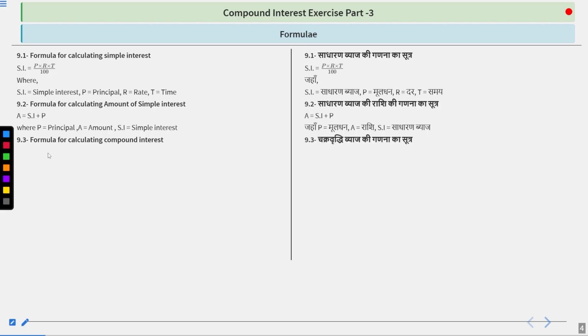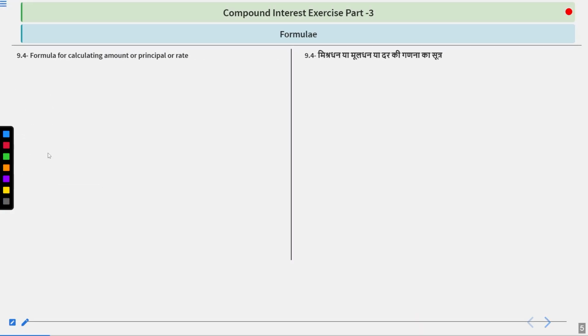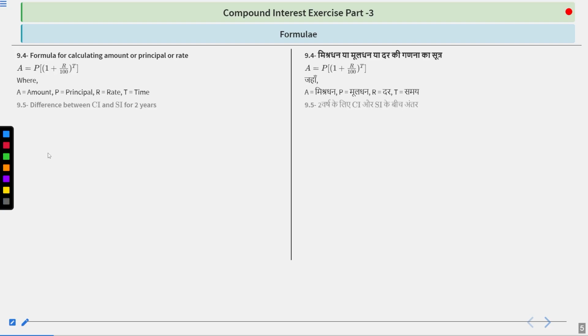Then we have the formula for calculating compound interest. CI is equal to P into (1 plus R upon 100) raised to power n, minus 1, where CI is compound interest, P is principal, R is rate, and n is time. Then we have the formula for calculating amount or principal or rate: A is equal to P into (1 plus R upon 100) raised to power t, where A is amount, P is principal, R is rate, and t is time.